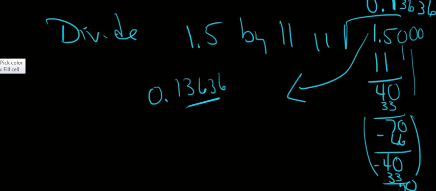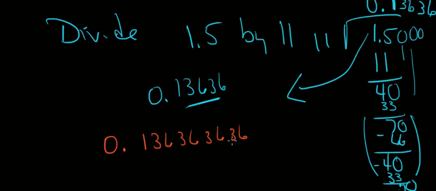So let me change my colors and make this easier. I keep on getting 0.13636, and as long as I keep on doing it, I'm going to get 363636. It wants me to put a bar over the repeat end. Would you agree that my repeat end is going to be the 3 and the 6? Okay, not the 1, right? So that's putting the bar over the repeat end.